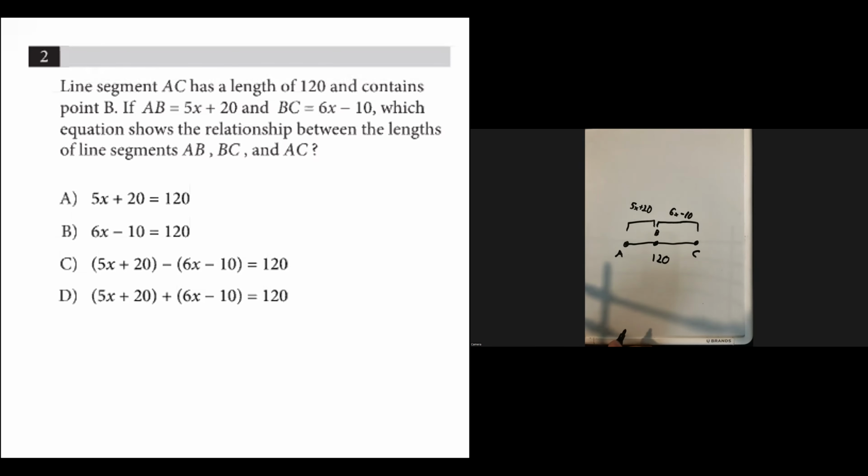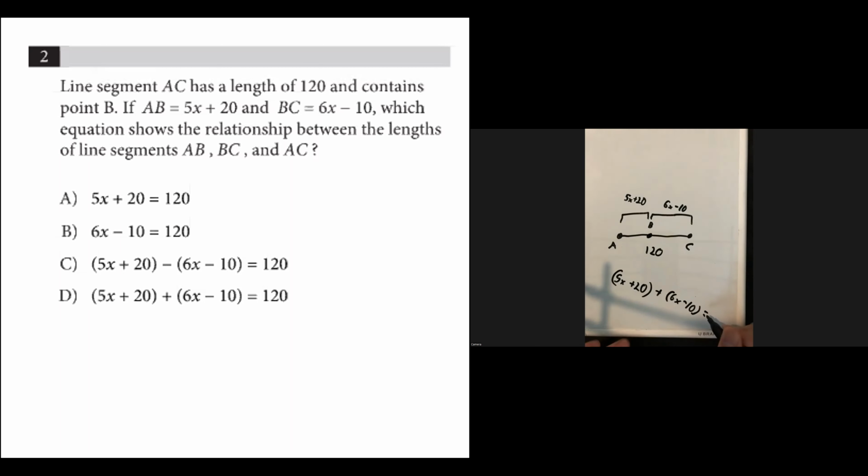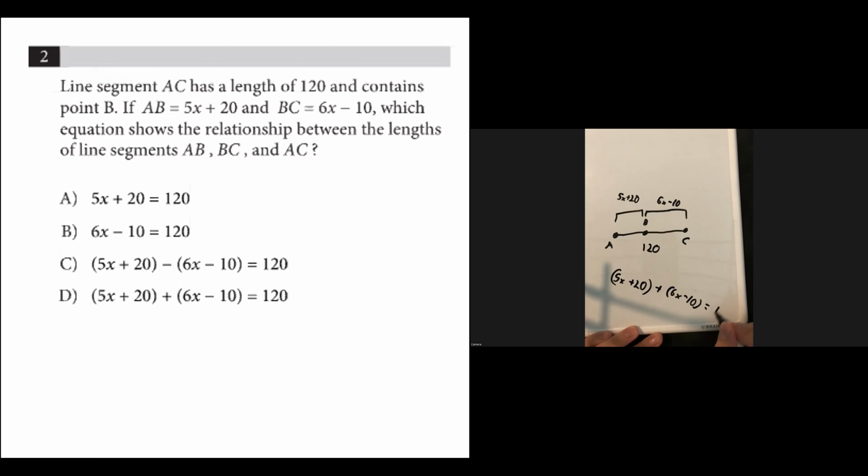And it says which equation shows the relationships between the lengths of line segments. And so you have AB plus BC equals AC. So 5x plus 20 plus 6x minus 10 equals 120, which would be answer choice D.